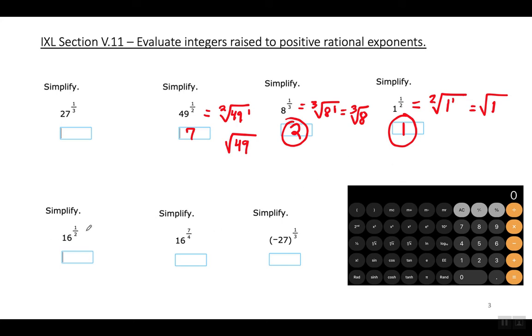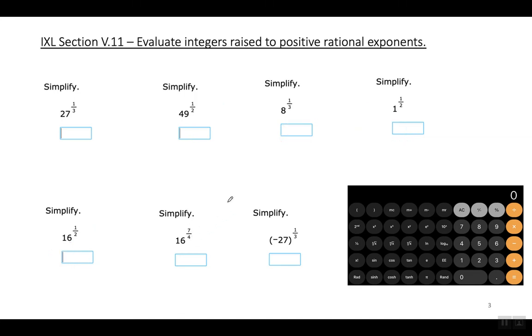Over here, simplify 16 to the 1/2 power. Again, when you see to the 1/2 power, that means get the square root. All right, so that means this, which means just this. So the square root of 16 is 4. All right, now here we have a more interesting one. On this one, it's okay to use a calculator.